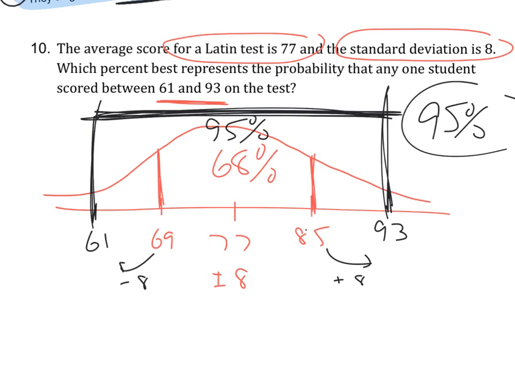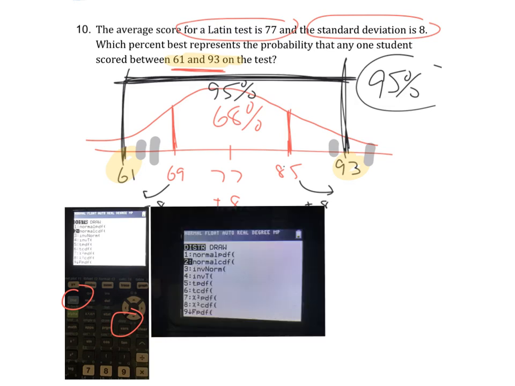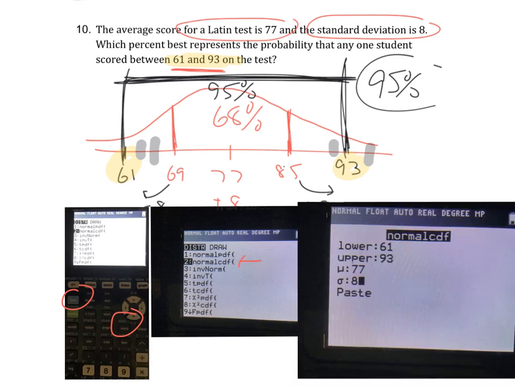But what would have happened if these numbers wouldn't have been nice numbers? What would have happened if it would have said between 63 and 92 or 66 and 95? Remember, you could always use that distribution feature of the calculator. I could go to second and then vars for distribution. Go to option number 2 for the normal distribution. And I could enter in my information for the problem.